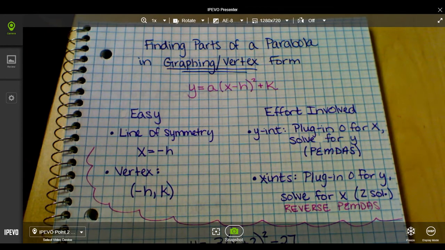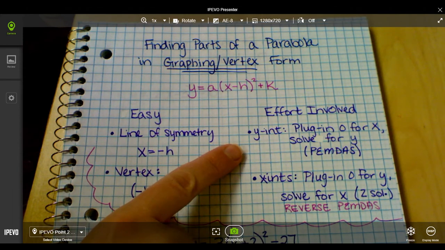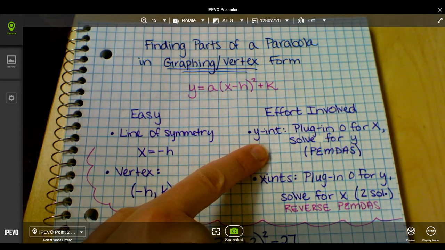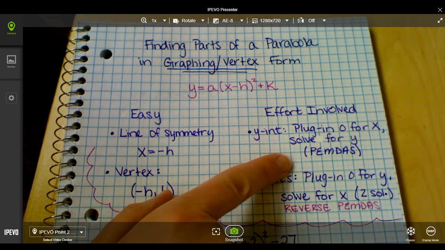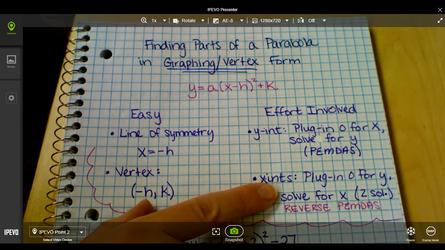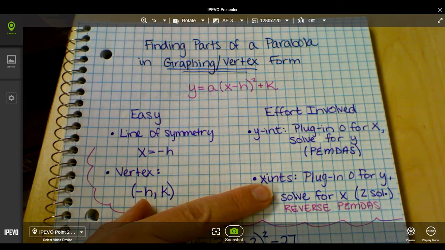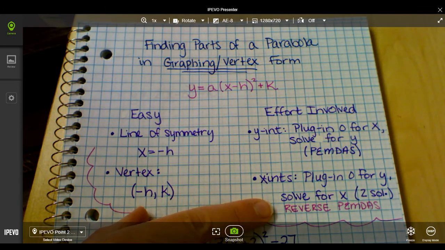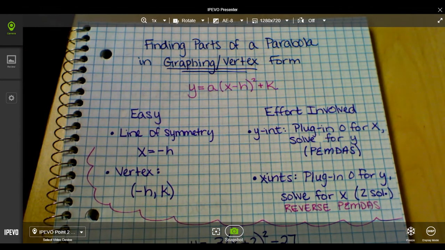Now, where the effort's involved is finding your x and y intercepts. So your y-intercept's a little bit nicer because we're plugging in 0 for x, and then we're just solving for y. In this case, everything's on one side. We're just using PEMDAS. However, when we're solving for our x-intercepts, we have to plug in 0 for y and solve for x. Remember, we always want to try to look for those two solutions. And then for this one, since we're moving everything away from the x, this is when we want to use reverse PEMDAS. We want to go backwards.